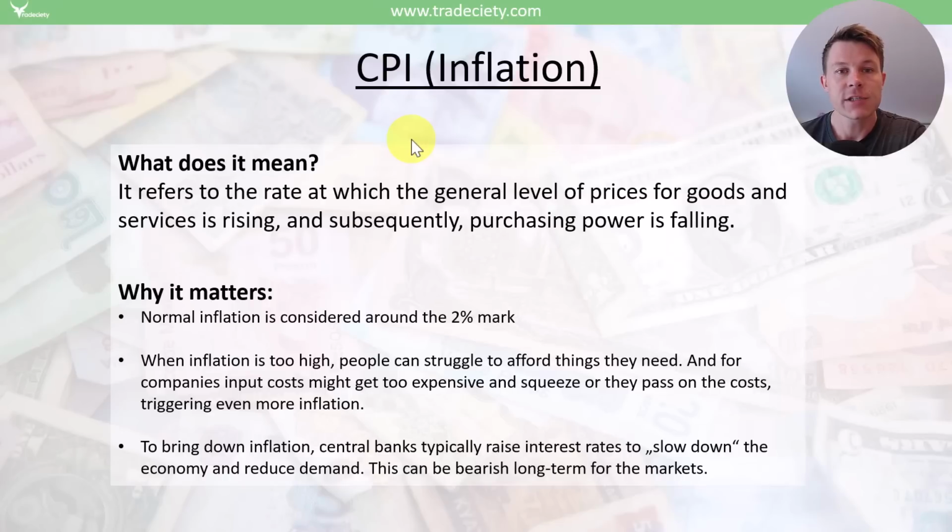The next news event I want to talk about is CPI, Consumer Price Index, and this is a proxy for inflation. So whenever you see talks about inflation, people are generally referring to the CPI data. What does it mean when we talk about inflation? Inflation refers to the rate at which the general level of prices for goods and services is increasing, and therefore the purchasing power is falling.